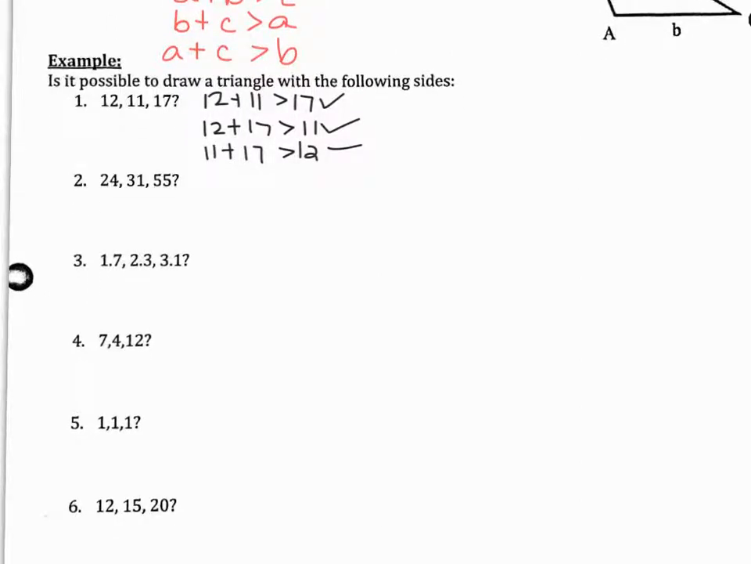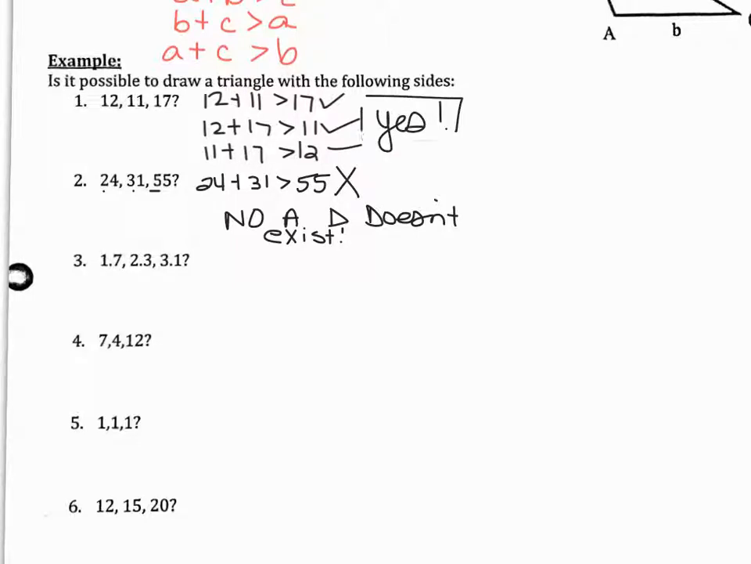Try the first combination with 24, 31, and 55. 24 plus 31, is that greater than 55? 24 plus 31 is 55. Is 55 greater than 55? No. Because I said no, I'm going to instantly say no, a triangle doesn't exist. And up here, I would definitely say yes, it does exist. I forgot that part.